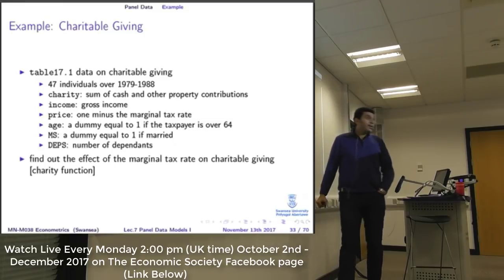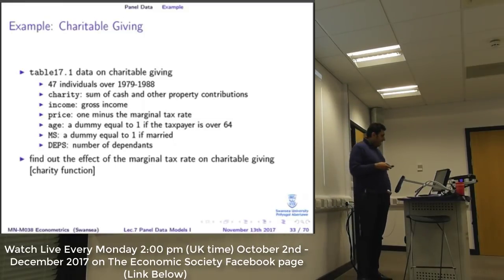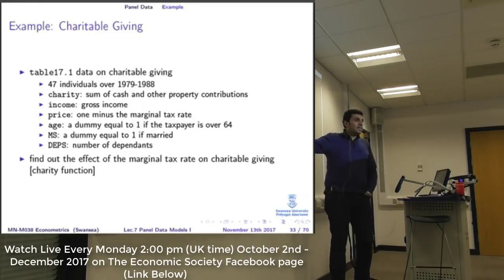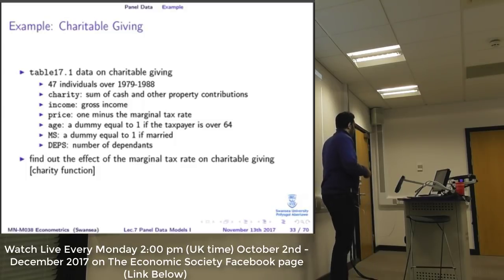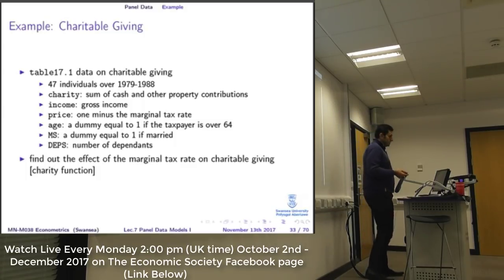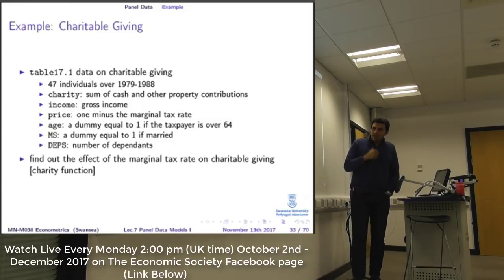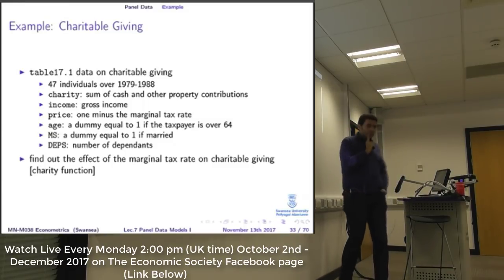Age is a dummy variable. Remember, age is a dummy variable that equals 1 if the taxpayer is over 64. MS is the marital status, another dummy that takes the value of 1 if the person is married. DEPS here is the number of dependents.